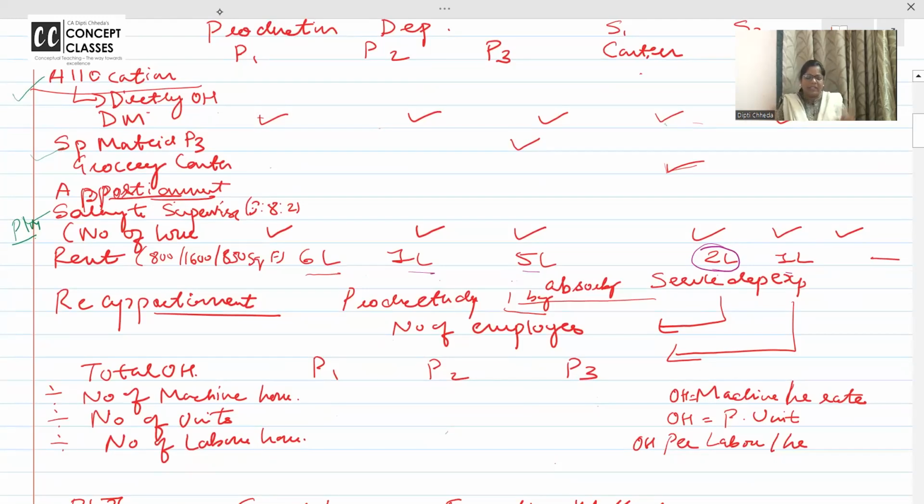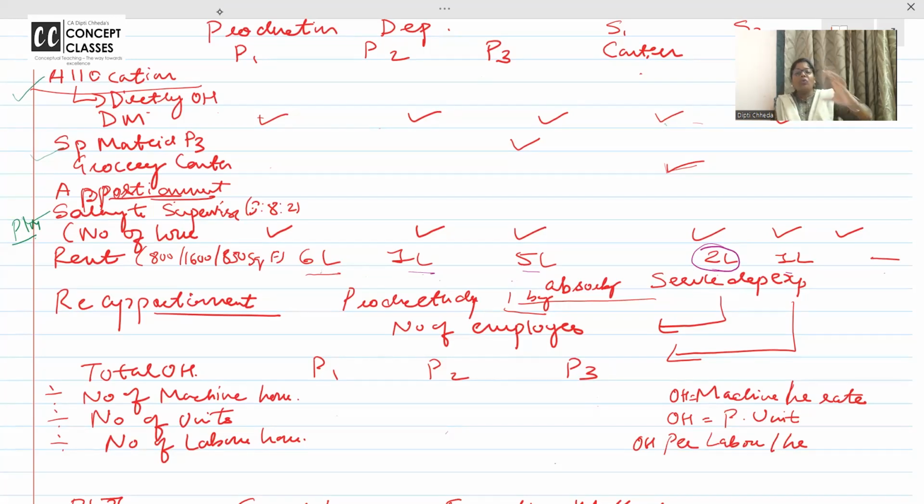Next is reapportionment. This is important. Allocation and apportionment, of course you should know, but they are asked as theory questions. While applying, they are already allocating and apportioning, and if you make a total, you get, okay, finally P1's expense is 6 lakh, P2's 1 lakh, 5 lakh, 2 lakh, 1 lakh, and this one is nil.